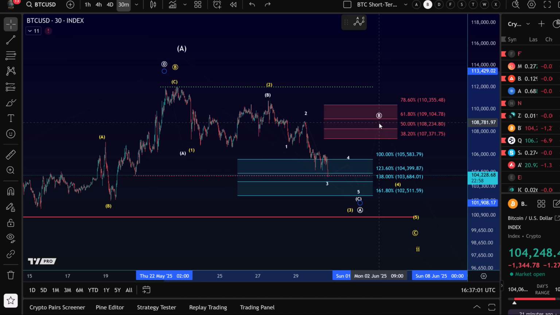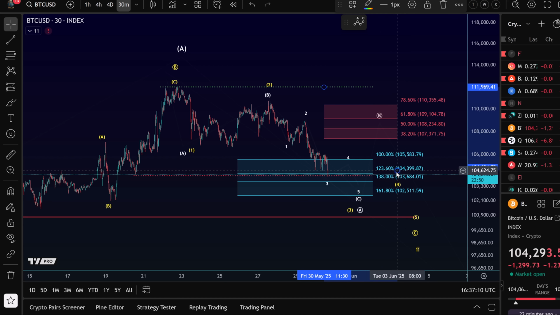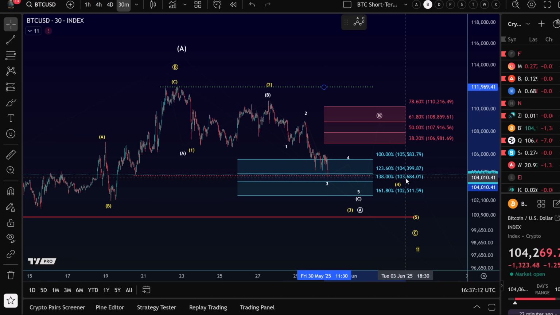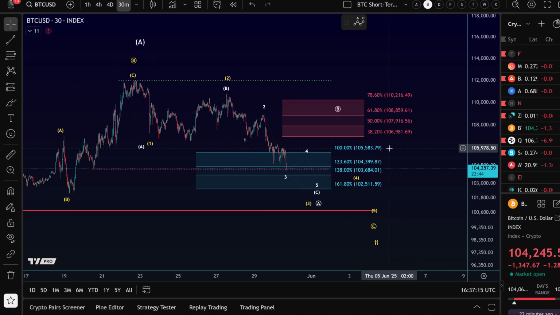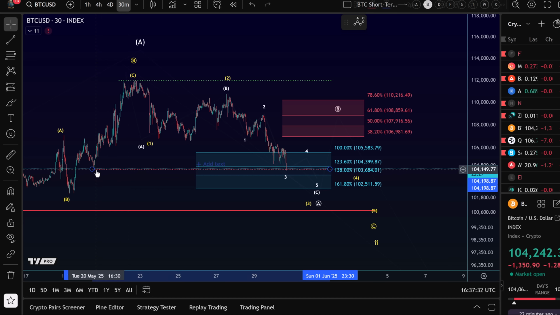The B wave could technically happen at any point now, but at the moment it seems like the A wave is still unfolding. But I have already added the resistance area for the B wave, and we will adjust this as we go lower. It's basically a moving resistance area, which will only be locked down on the chart once we have a low in place in wave A. So there is a cluster of support here around 103,680 and the previous swing low at 104,200. We're there now. If we break below, then 102,511 would be the next support level.